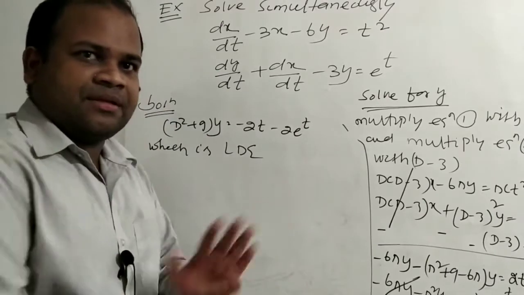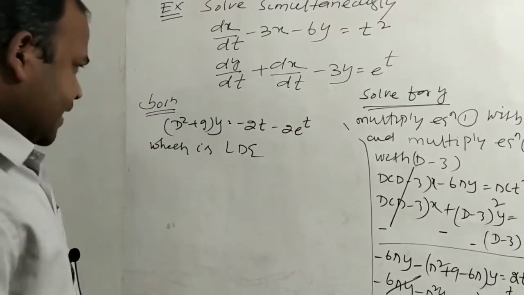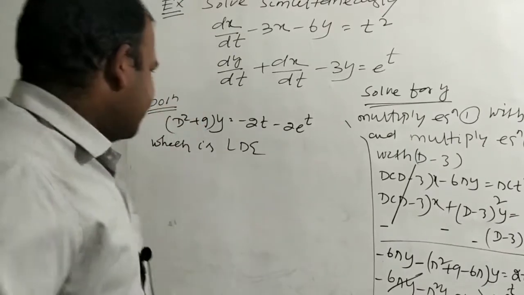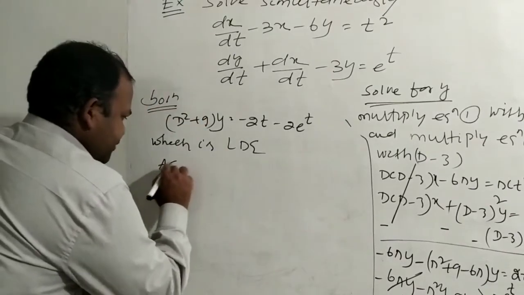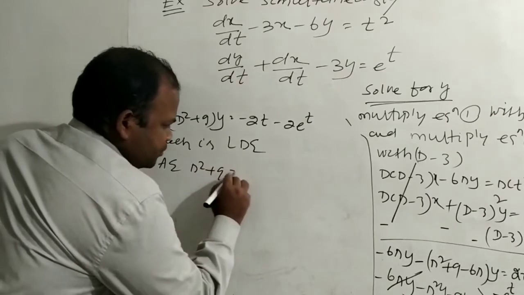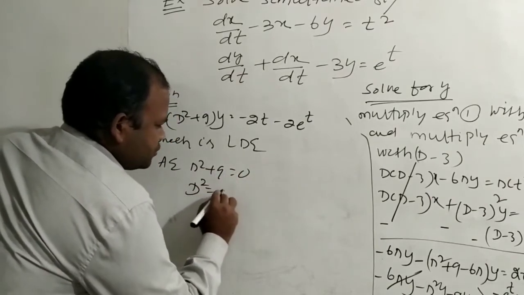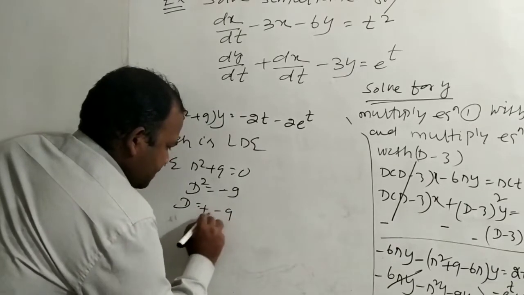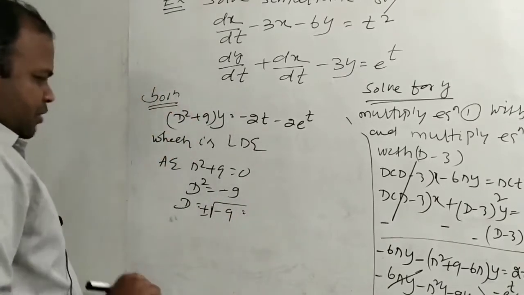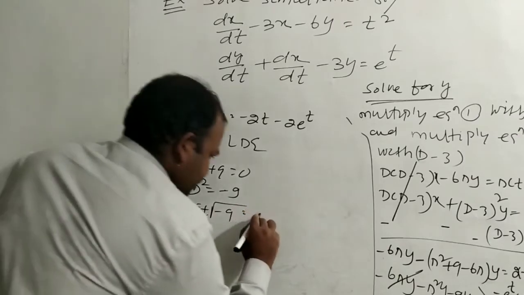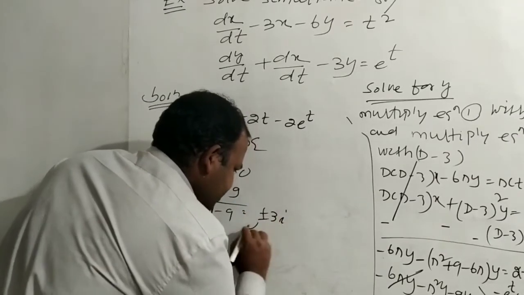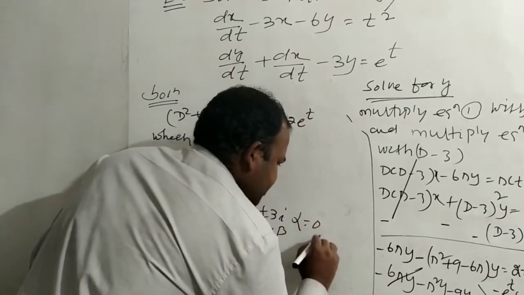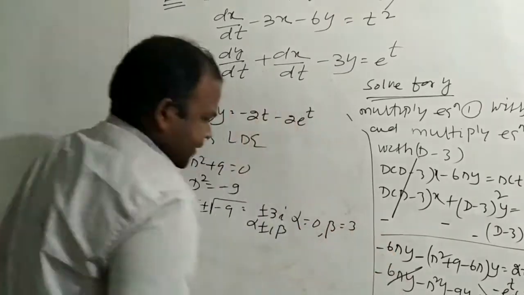You can use any of the three methods for PI. And CF you will find based upon the four types. Okay. So this is the auxiliary equation, d square plus 9 equals to 0, d square equals to minus 9 and d equals to plus or minus root of minus 9. So this is plus or minus 3i. So this is alpha plus or minus i beta. So here alpha equals to 0 and beta equals to 3.